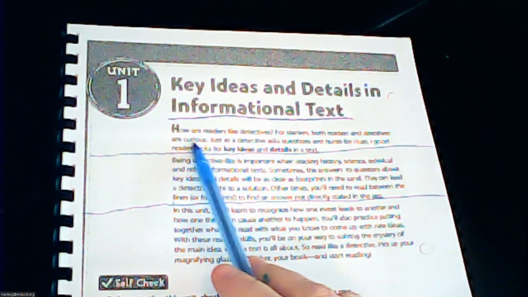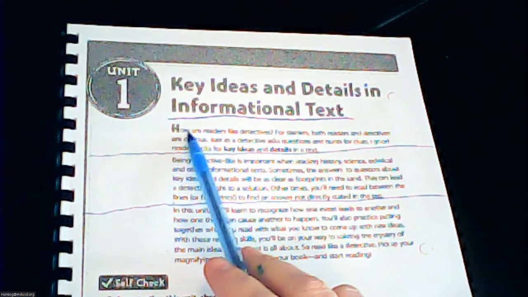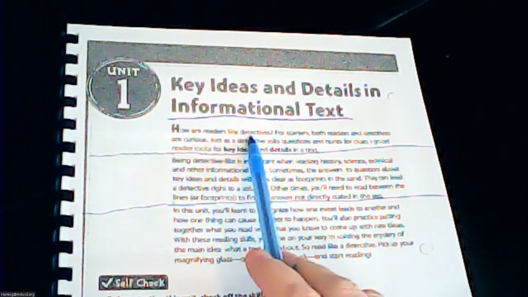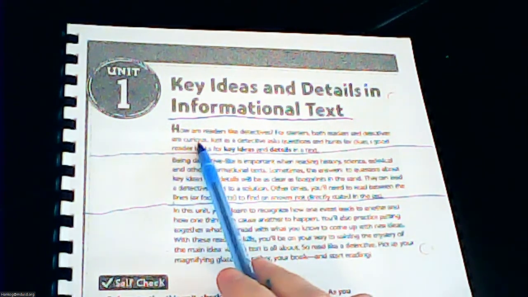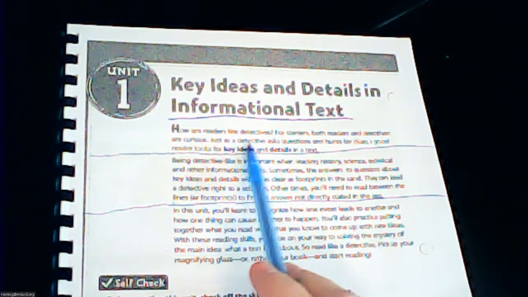The next step is we're going to read each paragraph and we're going to annotate. So I'll show you what that means. Again, I know you can't read it on mine. Just follow along on yours. How are readers like detectives? For starters, both readers and detectives are curious. Just as a detective asks questions and hunts for clues, a good reader looks for key ideas and details in a text. When I get to this line and I'm done with this, I'm going to annotate to the side.